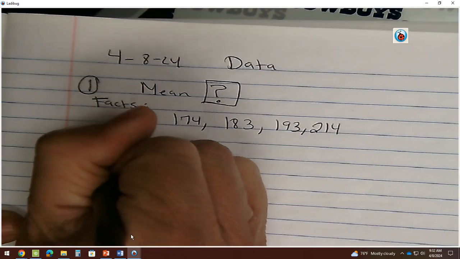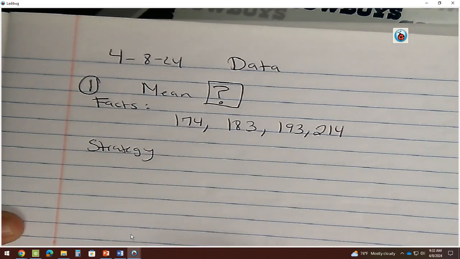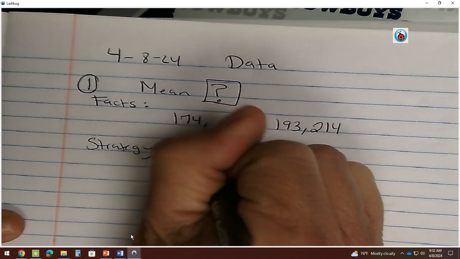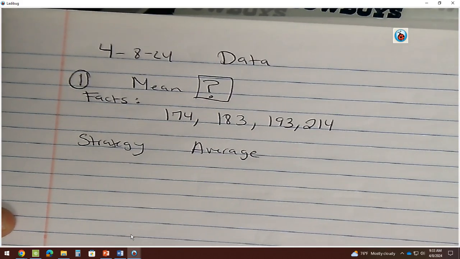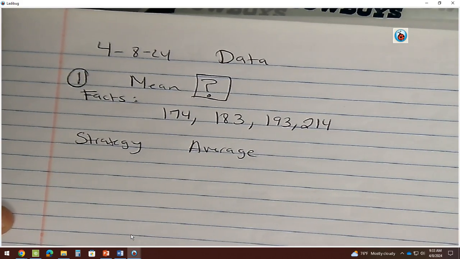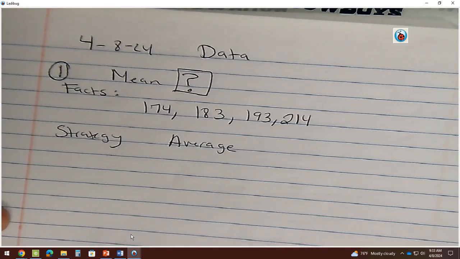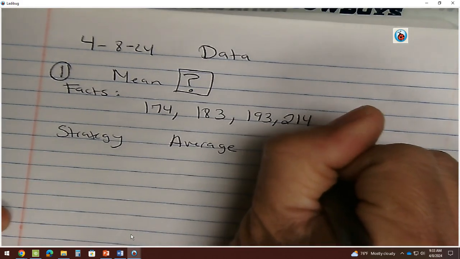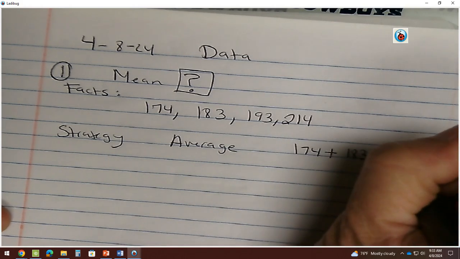Next is the strategy. Let's see who remembers. What do we do with mean? It is the average. Good. Whoever said that, that's a good sign already that you kind of know something. Strategy, it is the average. So how do we get the average of the mean? How do we do it? You add them all.